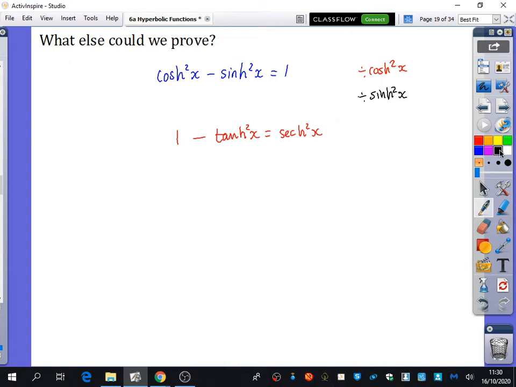And now we're going to divide everything by sinh squared. So what is cosh squared divided by sinh squared? Coth squared. So we're going to have coth squared x. And sinh squared divided by sinh squared is minus 1. And 1 divided by sinh squared is cosech squared x. Okay, so we've got some new identities that are here as well. Again, this one looks familiar, but it's different as well.